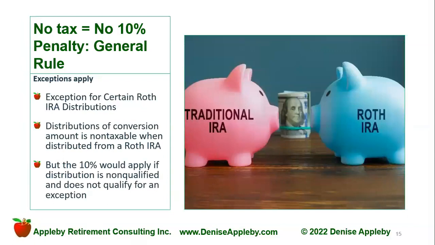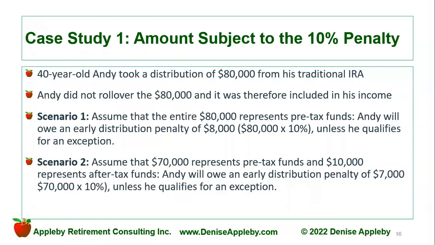Now, as I said before, if there's no income tax owed, then generally there's no 10% early distribution penalty. An exception applies to certain Roth distribution amounts. I'll show you an example of what that means in a little bit. But generally speaking, if someone takes a distribution from a Roth IRA and it's a qualified distribution, it's tax-free and it's penalty-free, no income taxes, no 10% early distribution penalty.